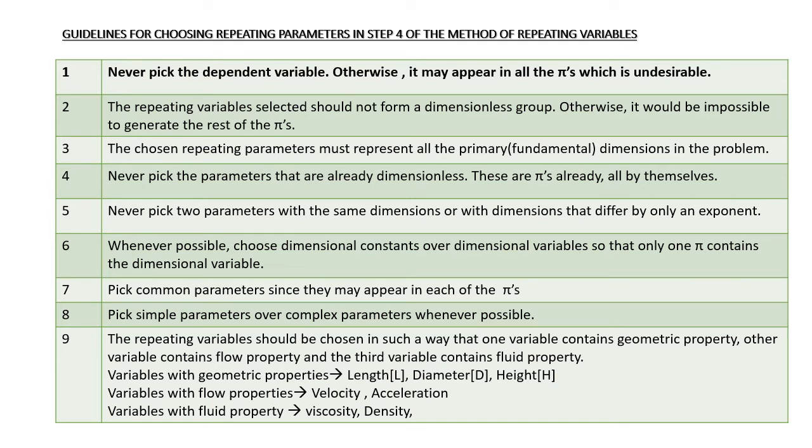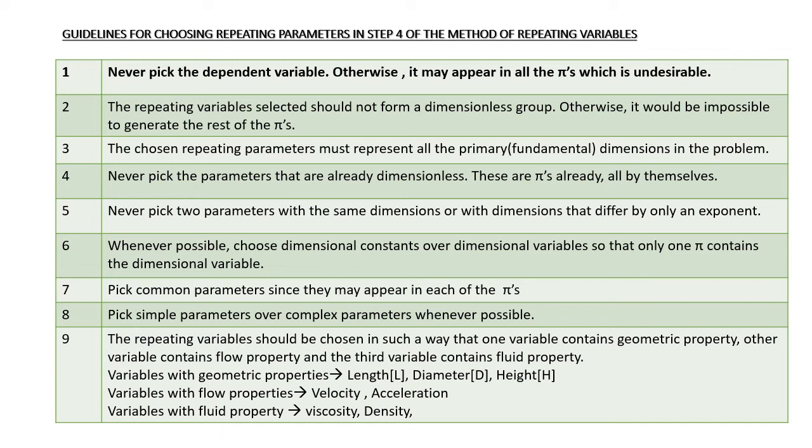The sixth rule is whenever possible, choose dimensional constants over dimensional variables, so that only one pi contains the dimensional variable. Wherever possible in the problem, try to choose dimensional constants, not dimensional variables. One which varies, don't prefer that; one which is constant, you prefer that. Like in our first problem, the dimensional variables were z and t, whereas the dimensional constants were z0 and v0. Prefer z0 and v0 as repeating variables over z and t.